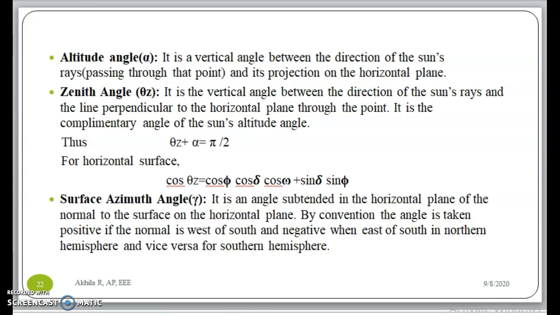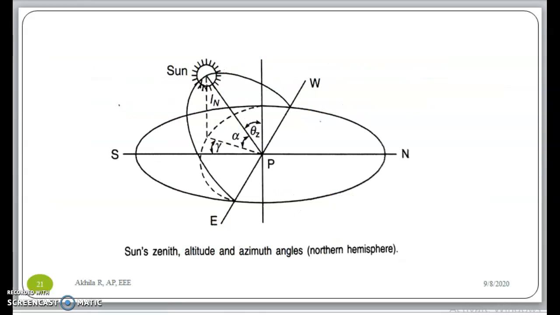So the altitude angle we already saw is the vertical angle between the direction of the sun's rays and its projection. Now the zenith angle is the vertical angle between the direction of the sun's rays and the line perpendicular to the horizontal plane through the point. So theta Z plus alpha is going to be equal to pi by 2. We'll just have a look at the diagram again.